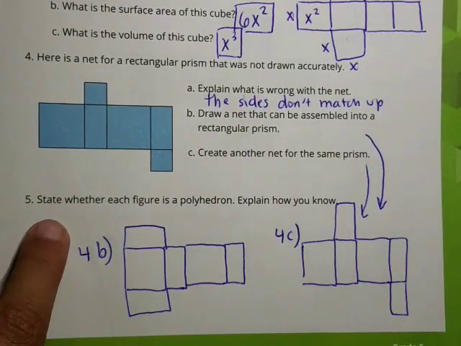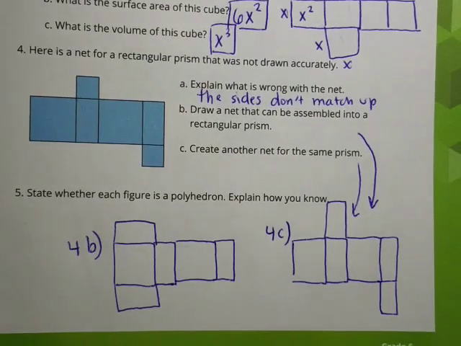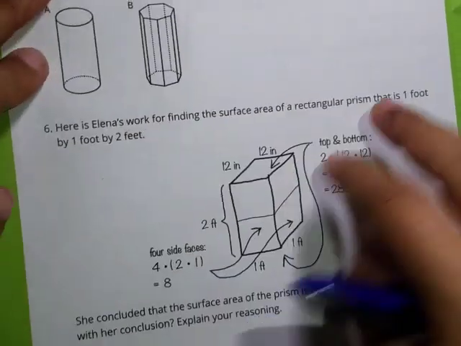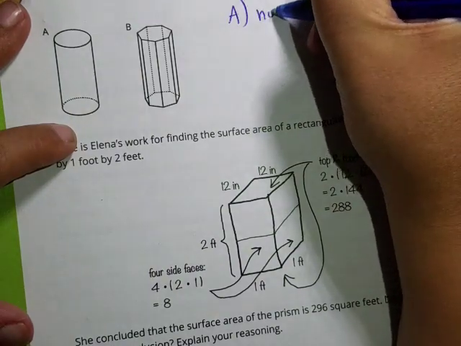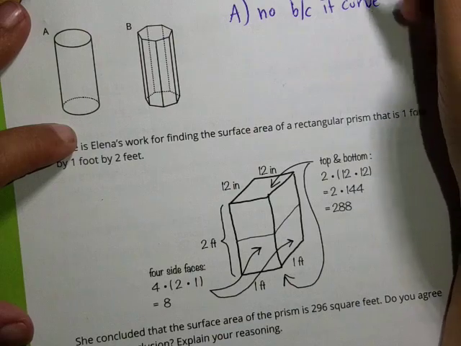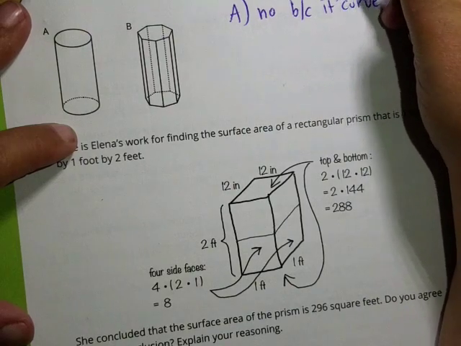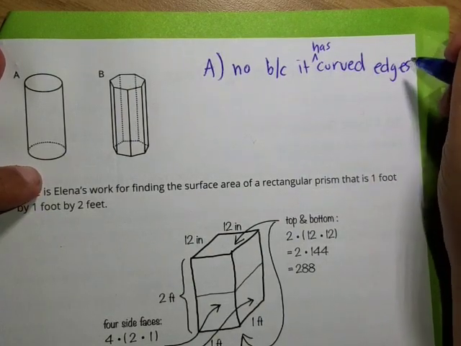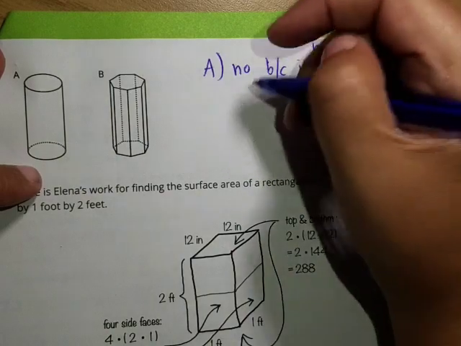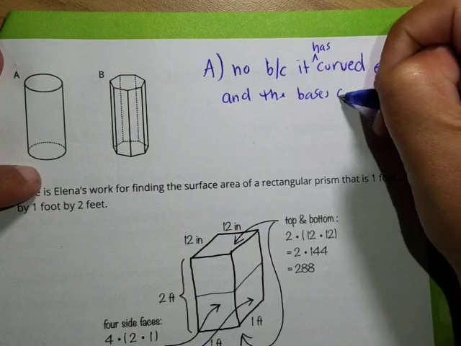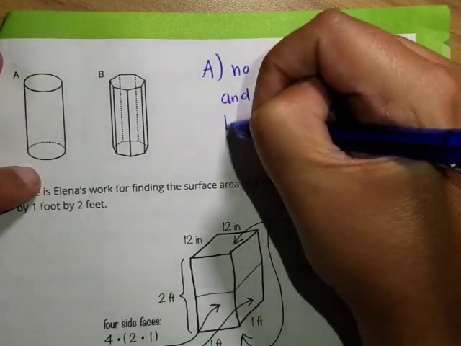And then number 5, state whether each figure is a polyhedron and explain how you know, and that's going to be on the next slide. So A is no, because it has curved edges. And the 2 bases are not polygons.